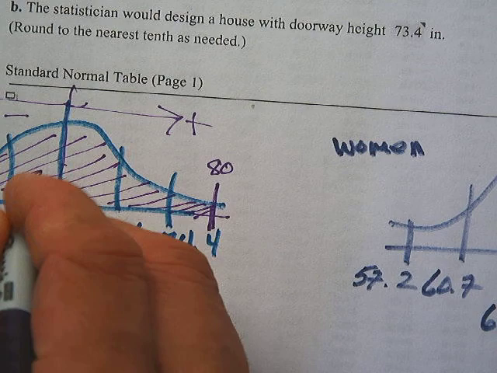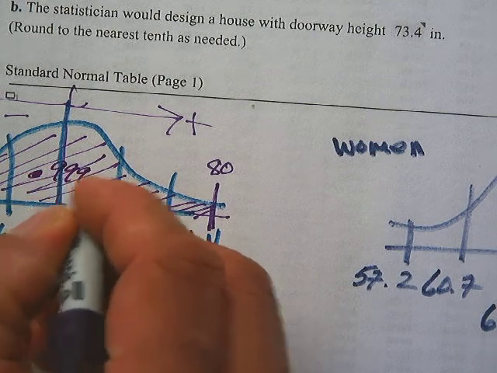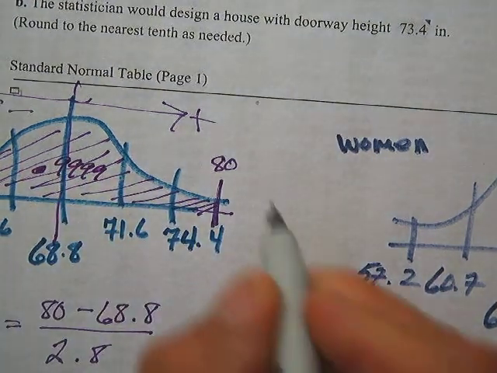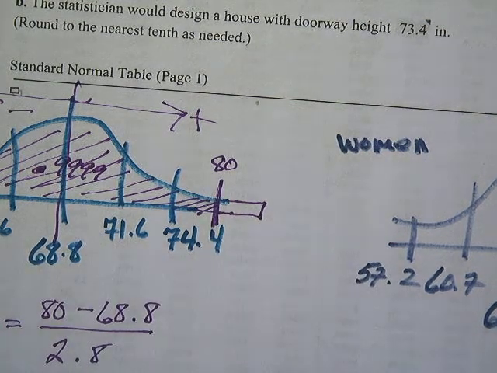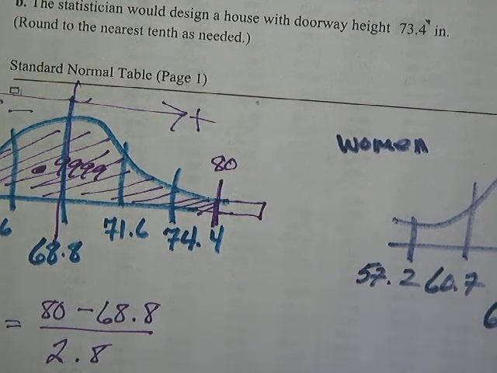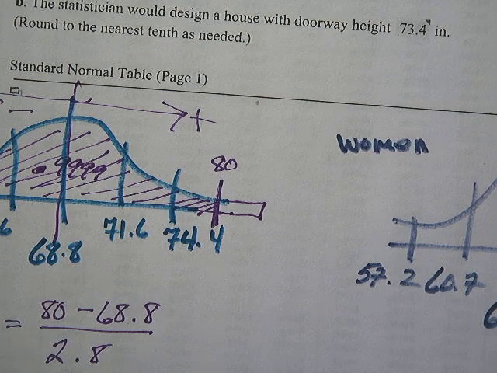So that means that to the left of 80, or a z-score of 4, is 0.9999. So that means this little proportion on the right here, I'll do it in a different color. I'll do it in green.